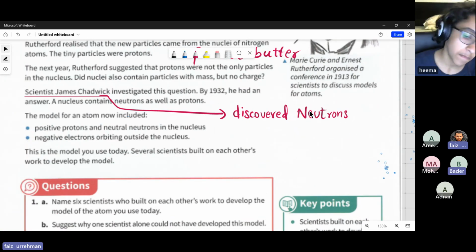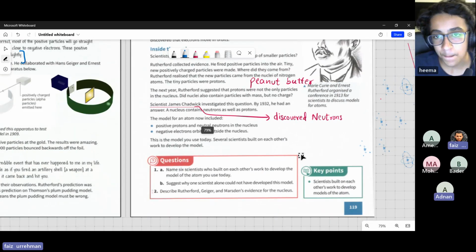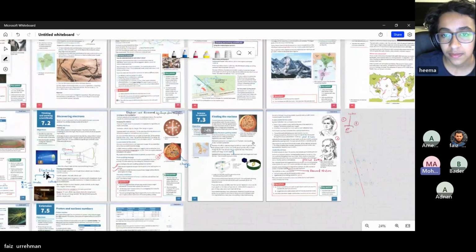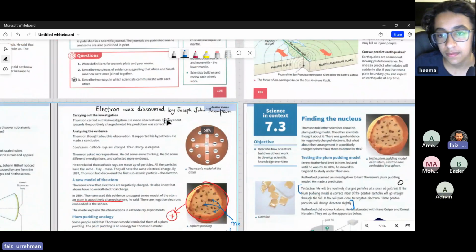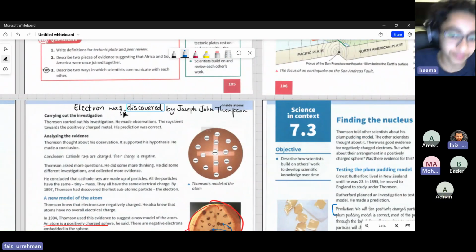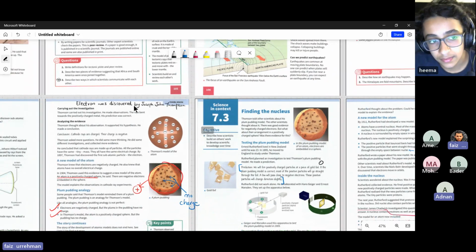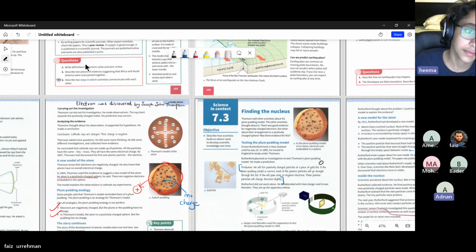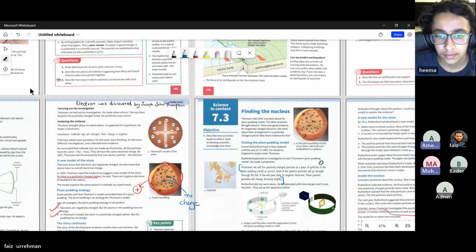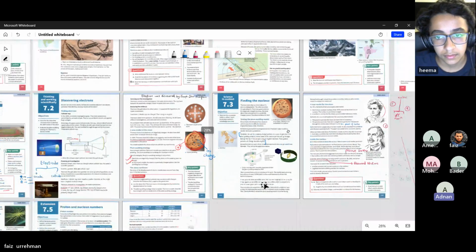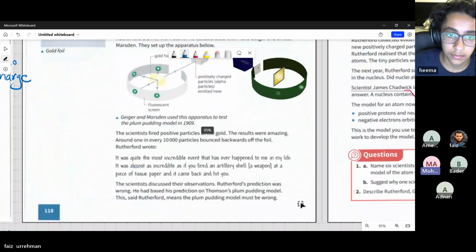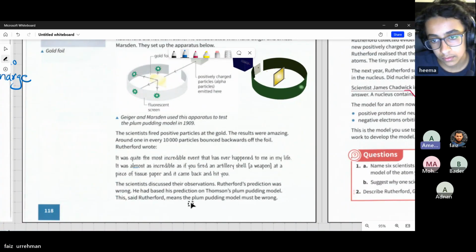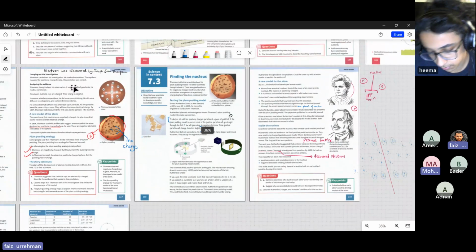Neutrons. So we have studied neutrons were discovered by James Chadwick, and electron by Thomson, J.J. Thomson. And what is remaining? Proton. Proton was by Rutherford. So I thought electron was by Thompson. Yes, electron was by Thomson, and proton by Rutherford. That's what I wrote here.